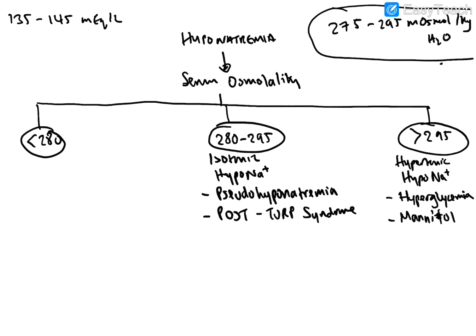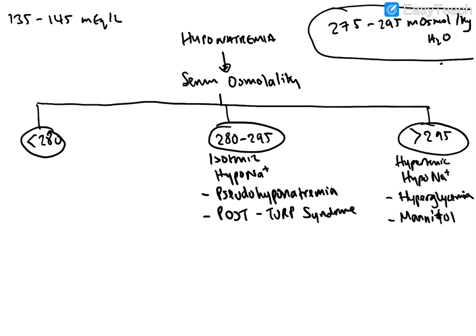So just to recap so far, hypertonic hyponatremia, you would see hyperglycemia and mannitol, and this would be serum osmolality above 295. If the serum osmolality is between 280 to 295, this would be termed as isotonic hyponatremia. This would be seen in pseudohyponatremia and in post-TURP syndrome.